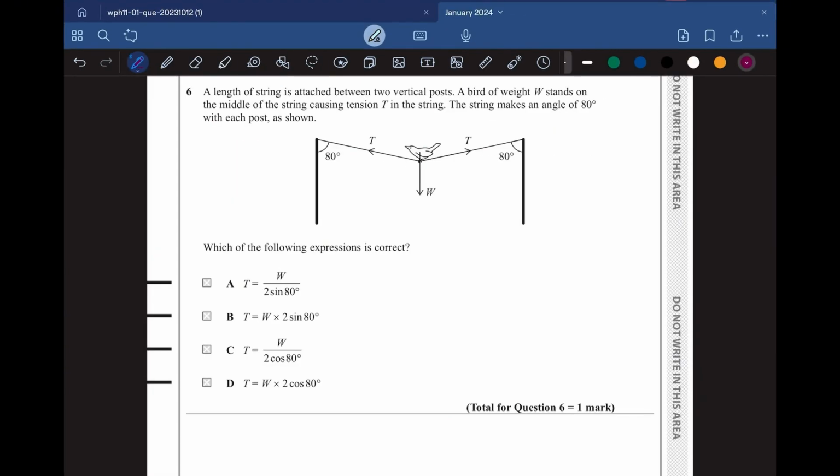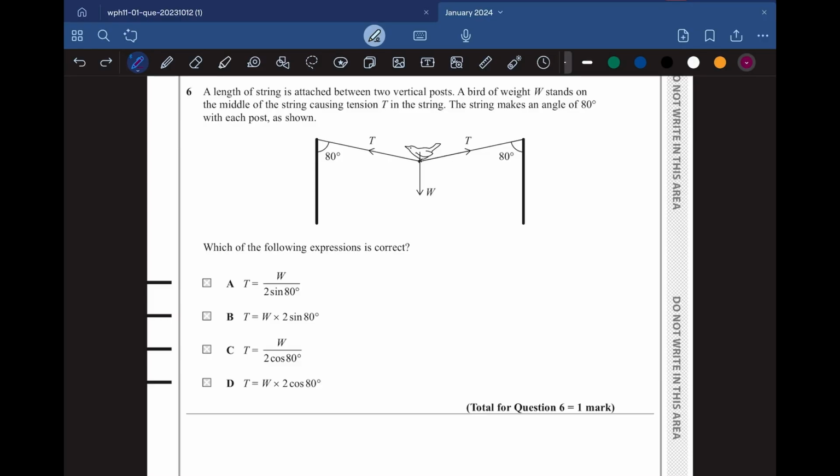A length of string is attached between two vertical posts. So this is one post and this is another post. A bar of weight W stands on the middle of the string, causing tension in the string. So they have given tensions on both sides. The string makes an angle of 80 degrees with each post as shown. Which of the following expressions is correct?